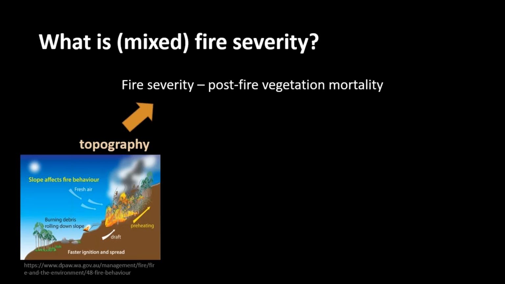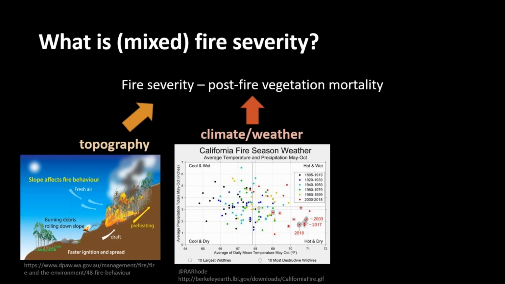Fire severity is affected by multiple factors. One of them is topography. We usually have fires that spread upwards in the slope, and they become more intense and, of course, more severe as they move up, due to heat convection. They're also affected by climate and weather conditions.